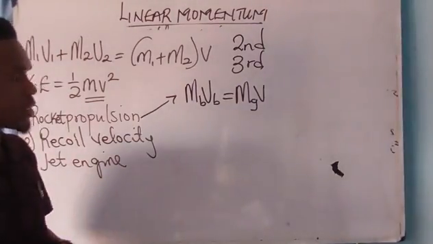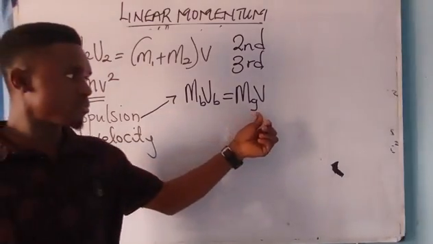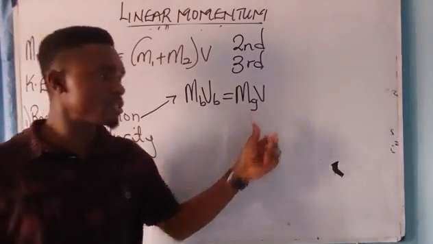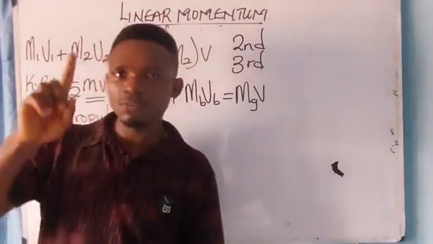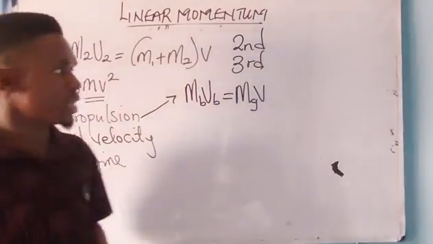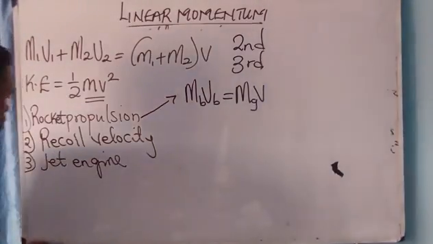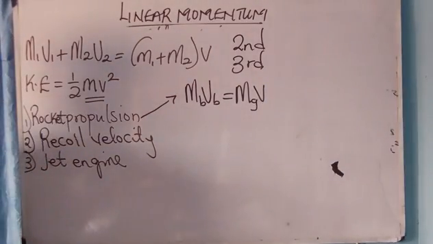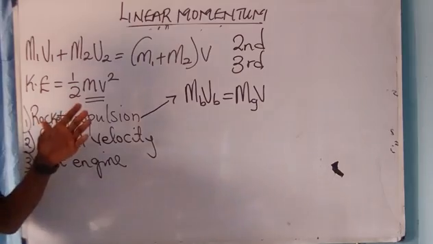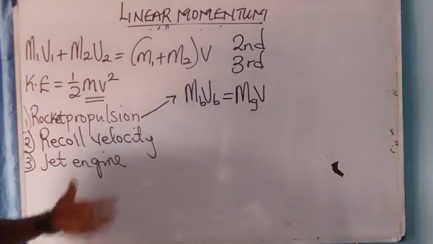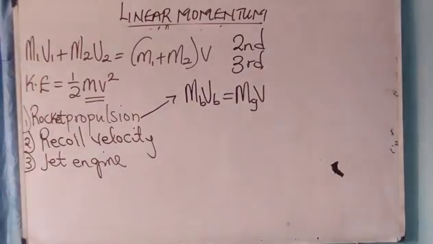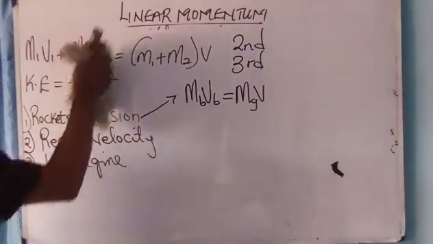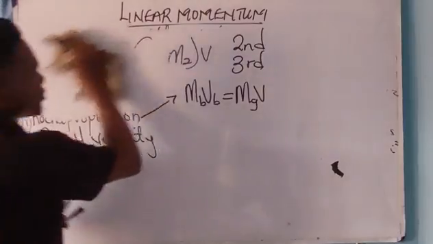And please take note that the mass of an object is always calculated in kilogram. If it's given in gram, you have to divide by 1000 to get the kilogram. So these are the applications of linear momentum and Newton's third law of motion. So let's start solving questions. It is very, very important.